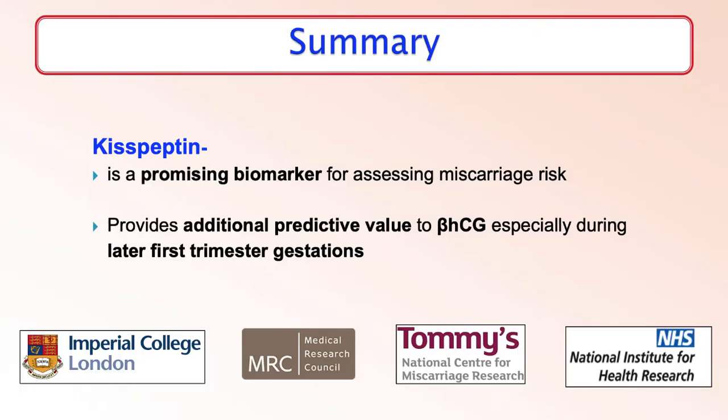So in summary, kisspeptin is a promising biomarker for assessing miscarriage risk and provides additional predictive value to beta-HCG, especially at late first trimester gestations.